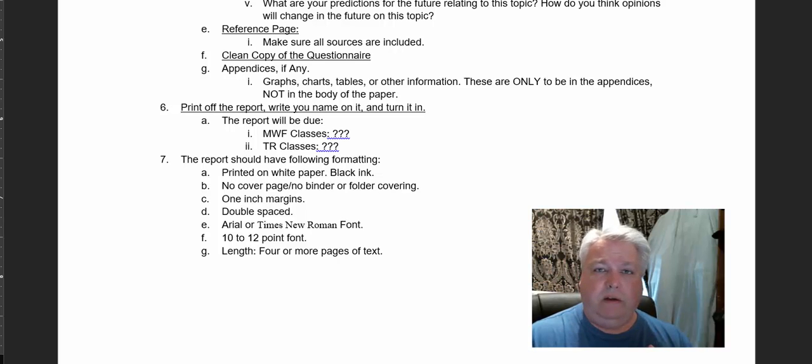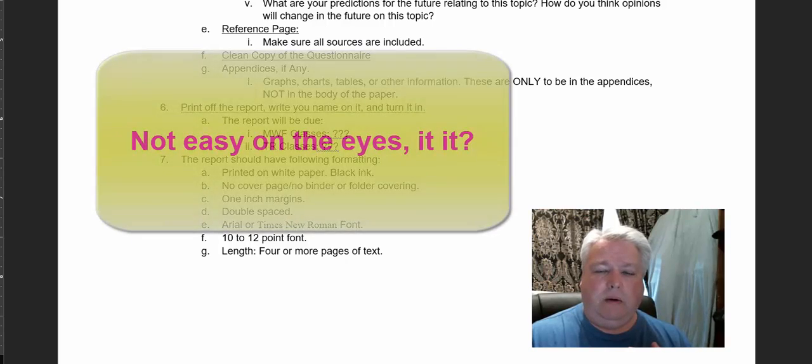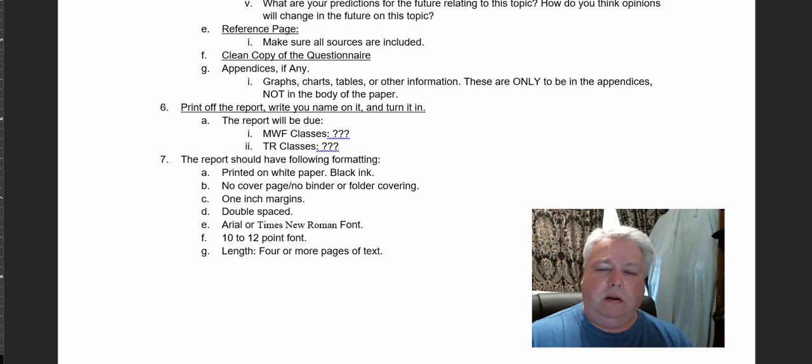Otherwise, I get some weird stuff. The neon yellow paper with hot pink lettering or some weird crap like that. Then you get the issue of people wanting to add a cover page or those cool, slick binders that are all really colorful and stuff. I don't care about that. I'm a scientist. What I care about is the content of your paper.